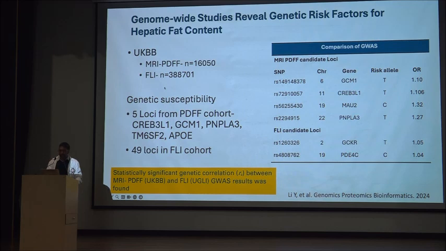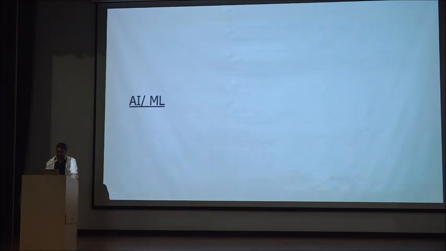The FLI of more than 60 was defined as fatty liver disease, and MRI-PDFF of more than 5. For the genetic association, 5 loci from the PDFF cohort, that is CREB, GCM, PNPLA3, TM6SF2 and ApoE, were found to have susceptibility, and among the FLI cohort 49 loci were identified. When they were compared, it was found that the MRI-PDFF candidate loci and the FLI had significant genetic correlation, and this was the first study where a non-invasive marker was assessed for the presence of genomic association.